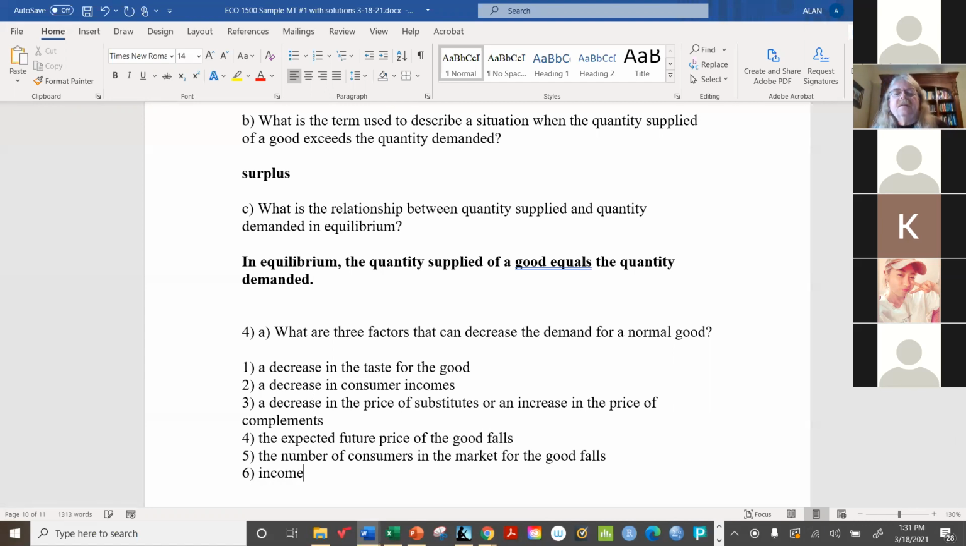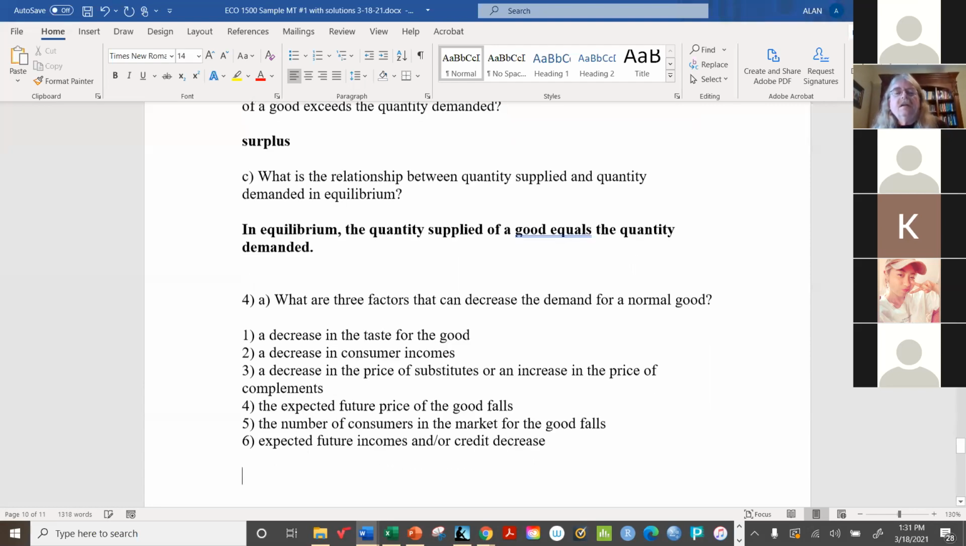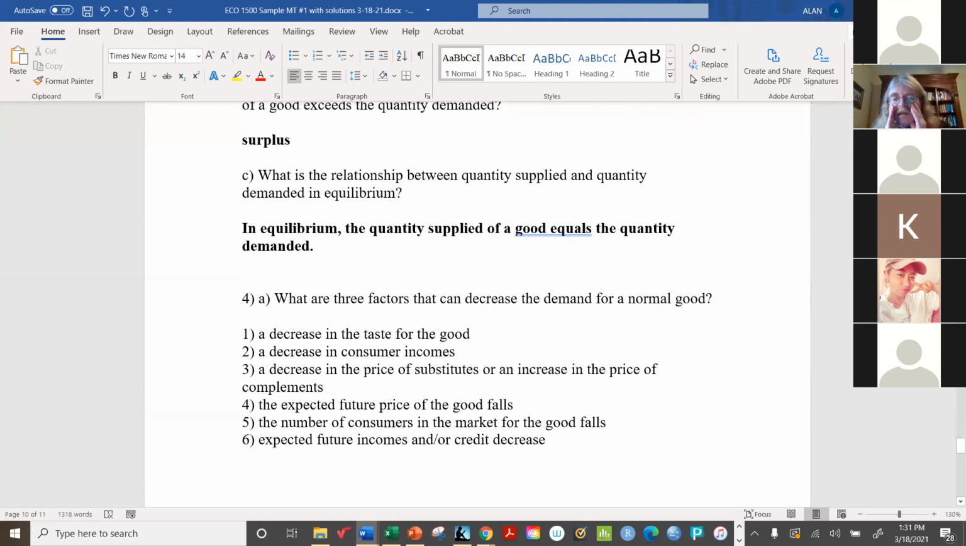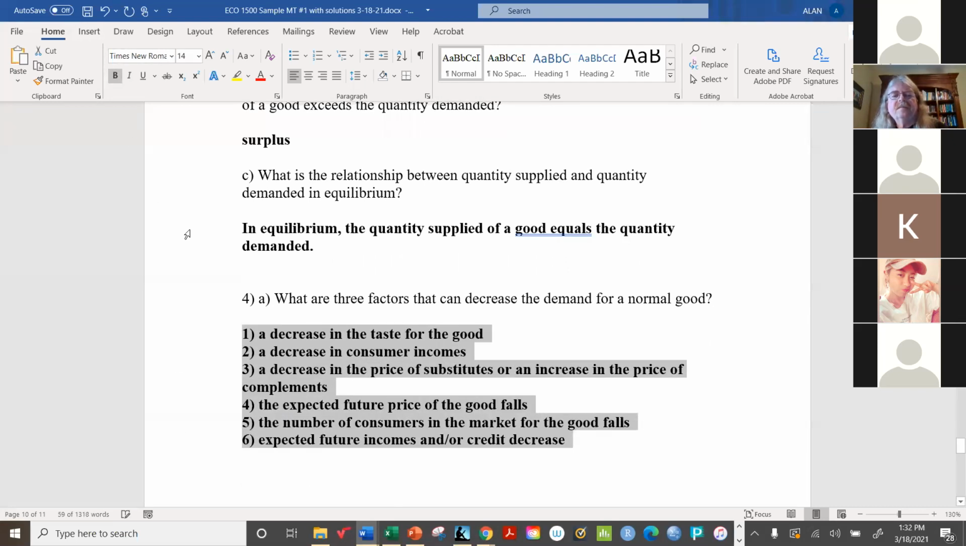And then incomes, or actually, I guess what I should say is credit. This is actually, oh, I know why, because it's expected future incomes and or credit decrease. In other words, we expect that maybe we're going to lose our jobs very soon. Maybe we better not be spending so much money. So we'll probably cut back on our demand for just about all goods, except for the things we need just to live, like food and gas.